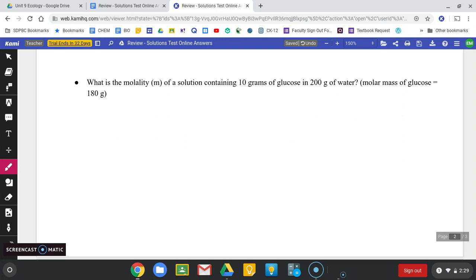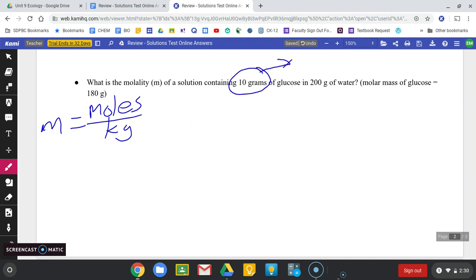So in this one, they're giving us grams. They ask for molality first off. So that's moles over kilograms. And they give us the grams of water, which is actually very useful because we know that's going to be our bottom number. And we just have to convert the 10 grams of glucose to moles. And we're going to convert this 200 grams of water just to kilograms.